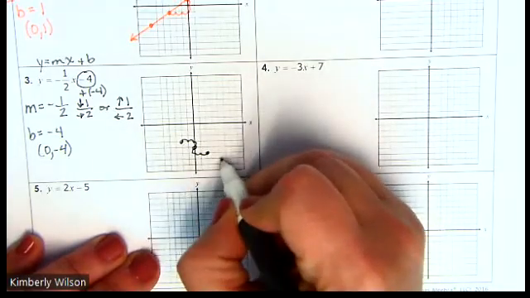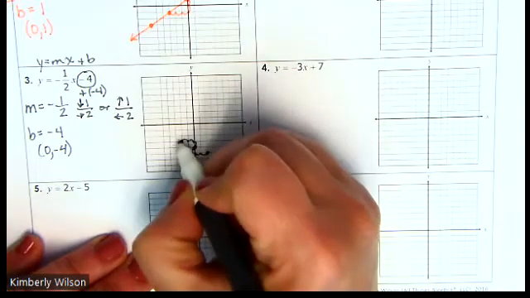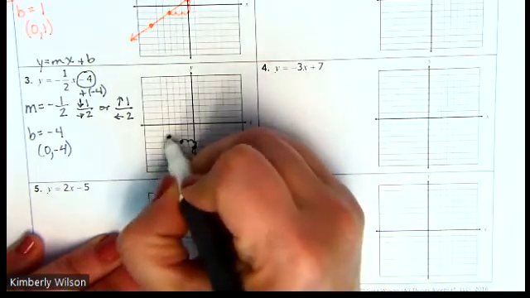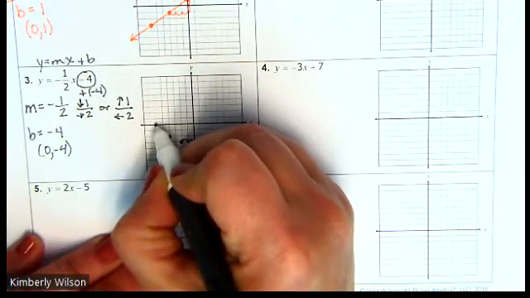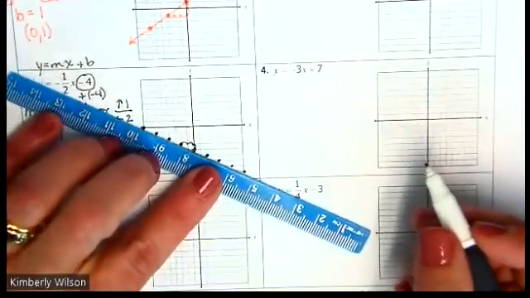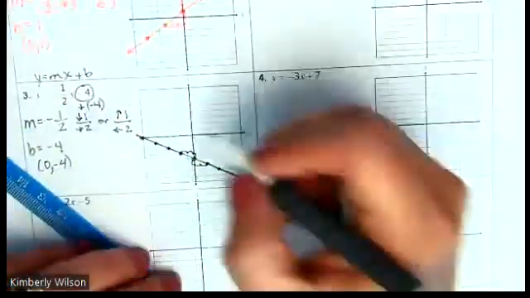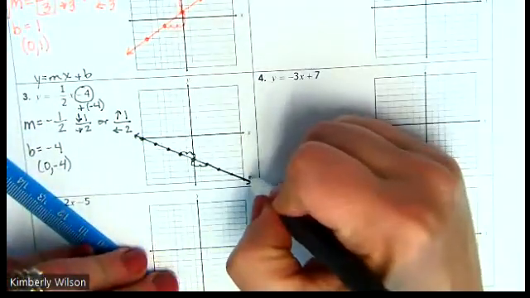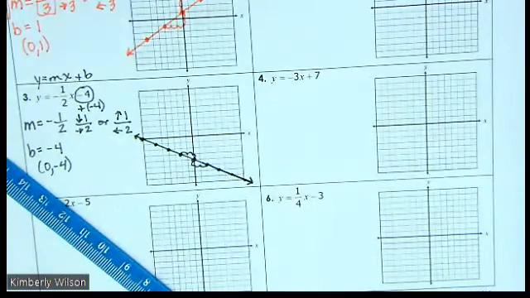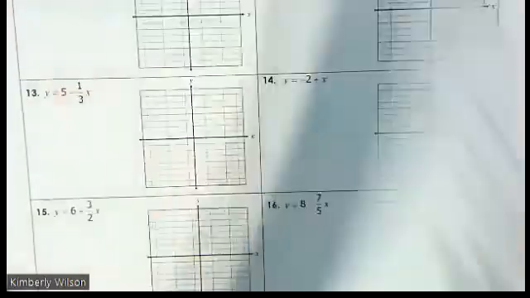And now I can continue that pattern. Down 1 over 2, up 1 to the left 2. And we play connect the dots. And put an arrow at the end. Here we go. If you've got questions or need to pause and repeat, absolutely do that as much as necessary. Next page, moving right along.